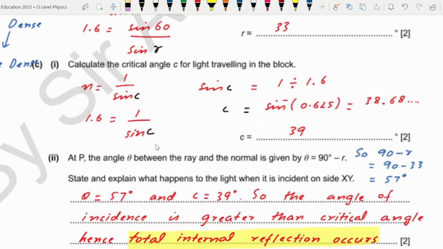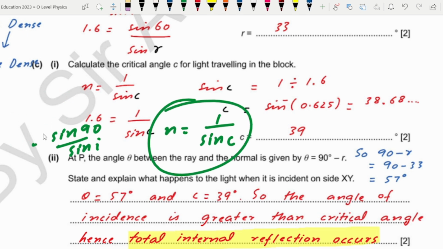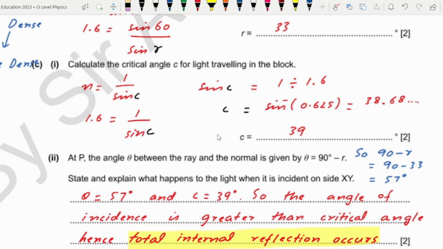Calculate the critical angle C for the light traveling in the glass block. For the critical angle, we have the formula n equals 1 over sine C. This formula we get from the same expression, n equals sine i over sine r. First we reverse it, because for the critical angle it has to be from dense medium towards less dense medium. Then it will be n equals sine r over sine i. And then for the critical angle, the angle of refraction has to be 90, so sine 90 over sine i. The value of sine 90 is 1, and the angle of incidence in that case would be called the critical angle. So this is how we get the formula. You simply plug in the values of the given data and you get the value of C as 39.